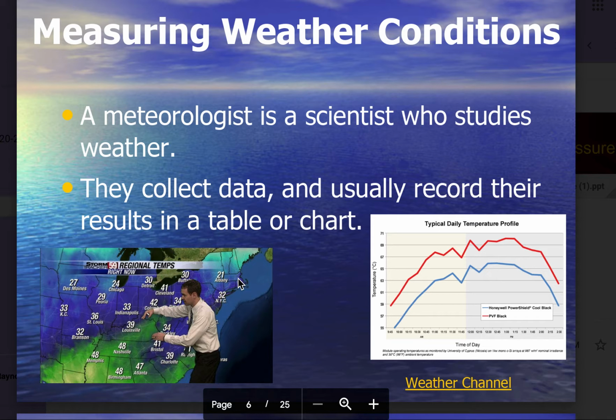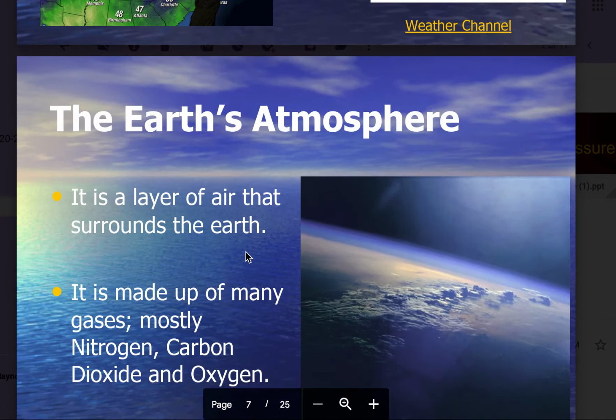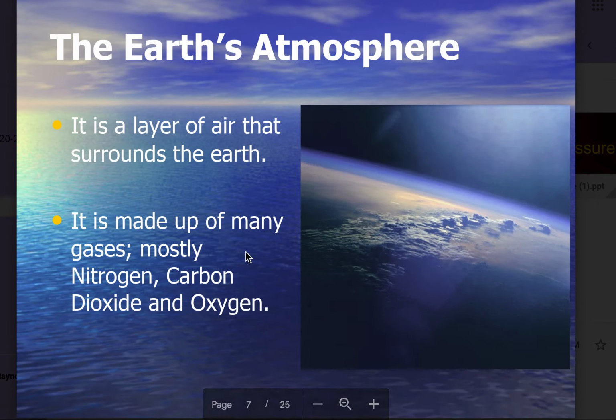You may have heard meteorologists say, this is the hottest day we have on record since, you might hear them say, 1982. They're keeping records all the time of our weather, how it changes, how it's similar to how it was, all of that. Okay, so the Earth's atmosphere is a layer of air that surrounds the Earth. Okay, now there are lots of layers, and we're going to see those layers. You've got a handout about those layers.